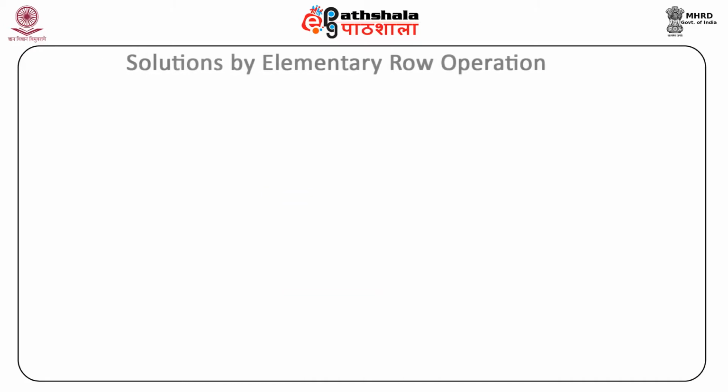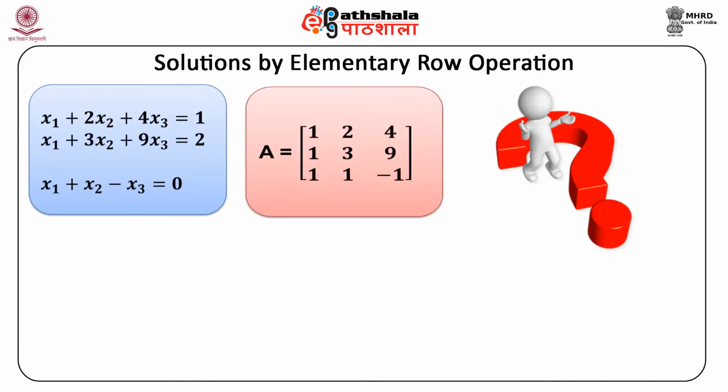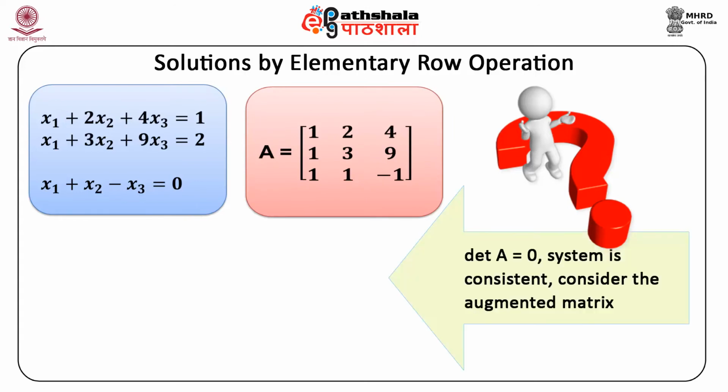In case the system possesses infinitely many solutions, the identity matrix cannot be obtained from the coefficient matrix A using row operations. Example 2. Solve the following system of linear equations. x1 plus 2x2 plus 4x3 is equal to 1, x1 plus 3x2 plus 9x3 is equal to 2, x1 plus x2 minus x3 is equal to 0. Solution. Here A is equal to 1, 2, 4, 1, 3, 9, 1, 1, minus 1. Clearly, determinant A is equal to 0. Hence, the system is consistent.